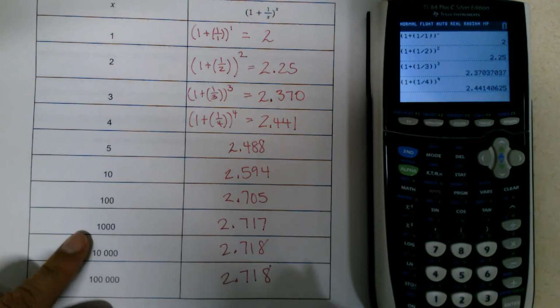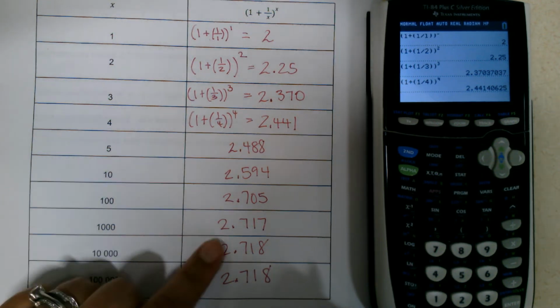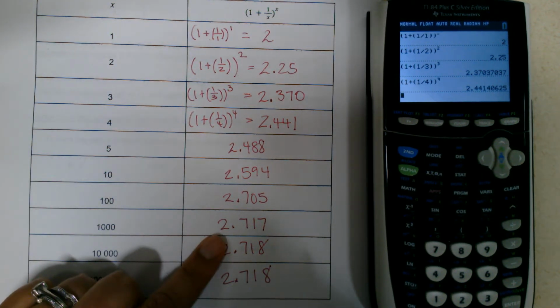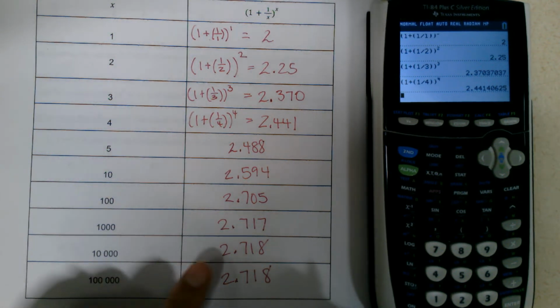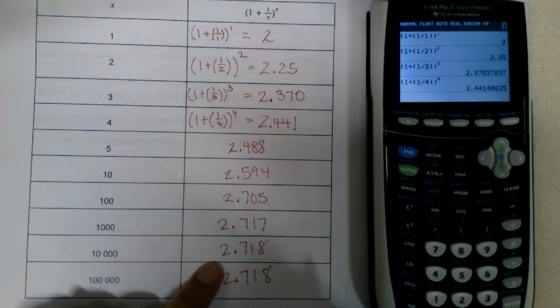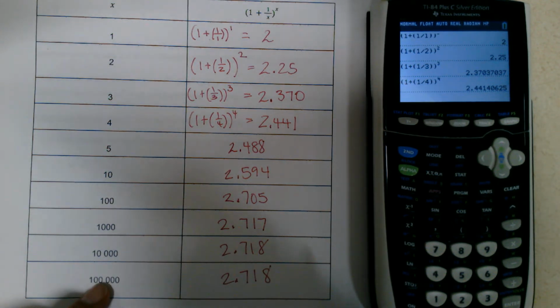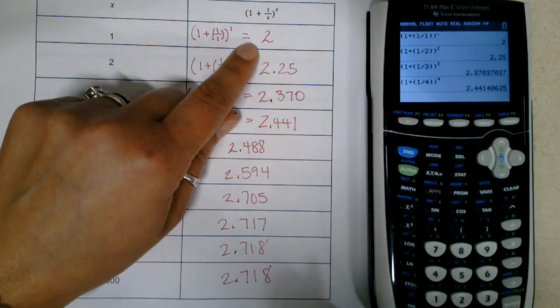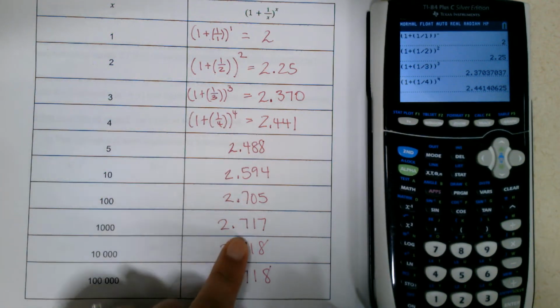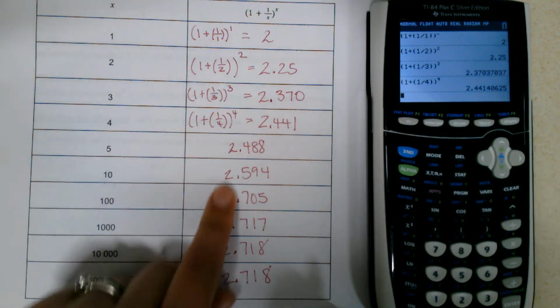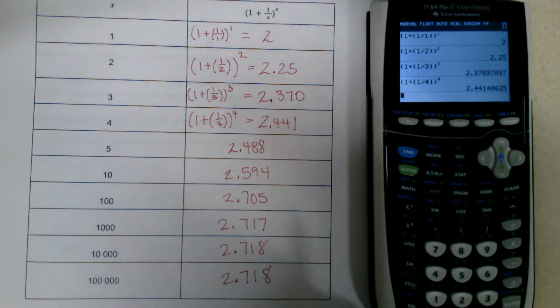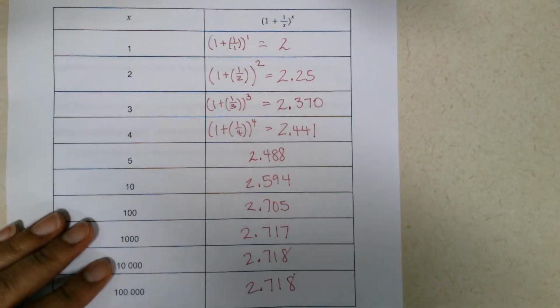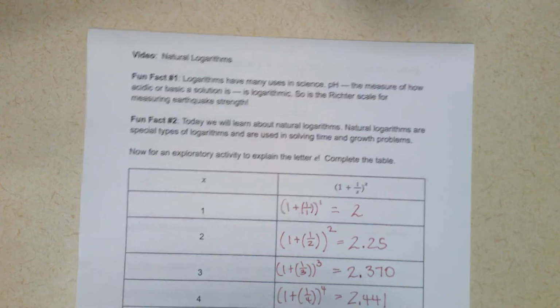And look what's happening when we substitute 1,000 in. We see that we get 2.717, and then 10,000, 2.718. And then we jump to 100,000. And if we round it to the third decimal, it still stays as 2.718. So I'm wondering, if we graphed this on a graph, what these numbers would make the graph look like, which is what we're going to do next. Let's explore the graph.